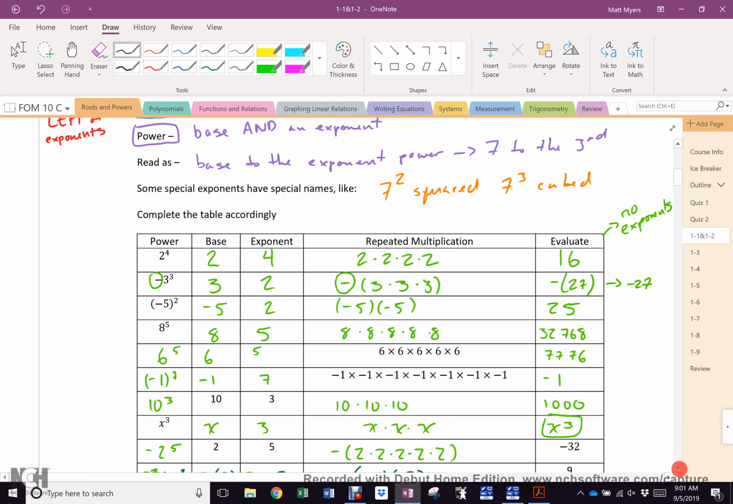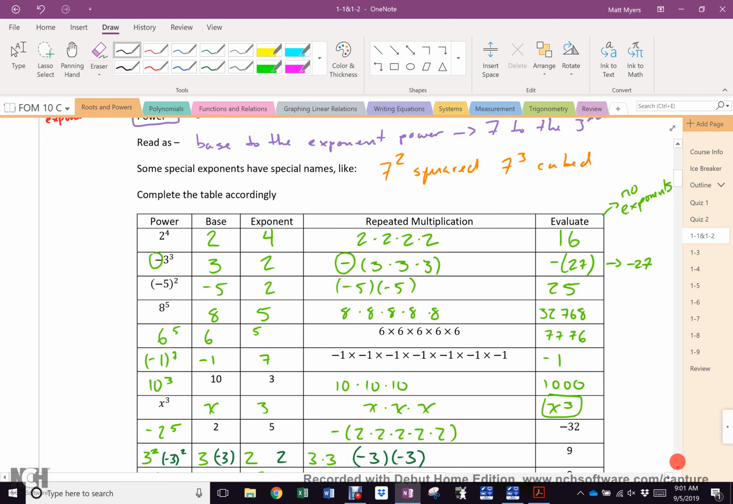The next row, there's 2 ways you could do it. So I use 2 different shades of green. Light green and dark green. Both of them are acceptable. I could have had 3 squared. 3 is a base, 3 times 3. Or I could have had negative 3. Negative 3 is a base, negative 3 times negative 3 to get positive 9.